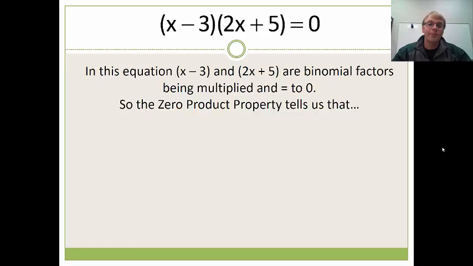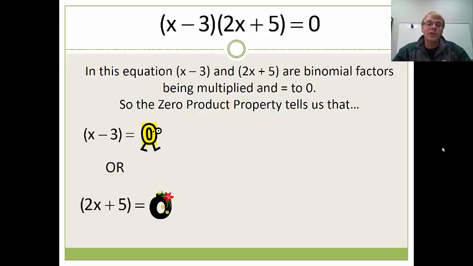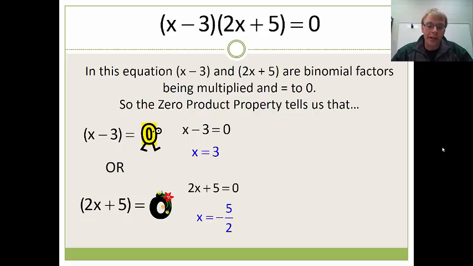So since there are two different possibilities for this equation to be true, we're going to have two solutions. And if we're going to have two solutions, we have to write two equations. So our equations are x minus 3 equal to 0, or 2x plus 5 is equal to 0. Once I have created these two separate equations, now I can solve them each individually to get my two solutions. We can see that our solutions are x equals 3 and x equals negative 5 halves.